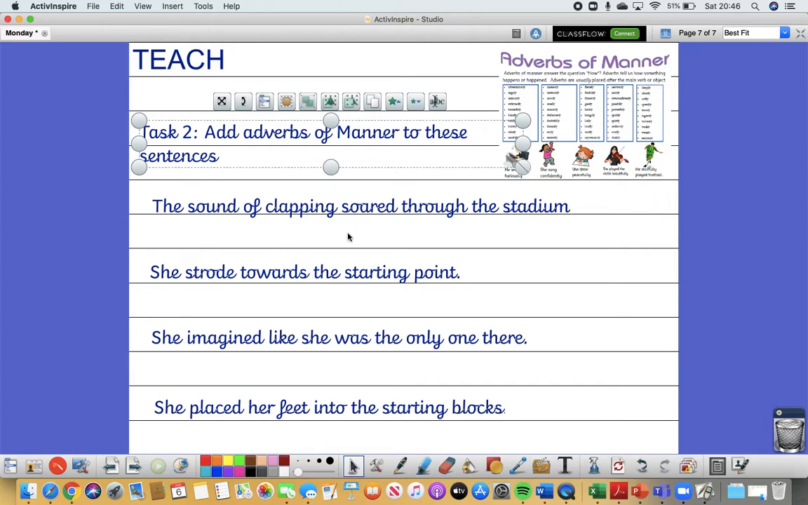Or if you got stuck on the previous task one, you could use mine. So, I changed went to soared. I changed walked to strode. I changed she felt to imagined. And the word put to placed. Okay, so I changed those words. So now I want you to go and take these sentences and add in some adverbs of manner. Okay, remember to choose them wisely. I shouldn't see just random adverbs stuck in there. Okay, so that's task two for today.